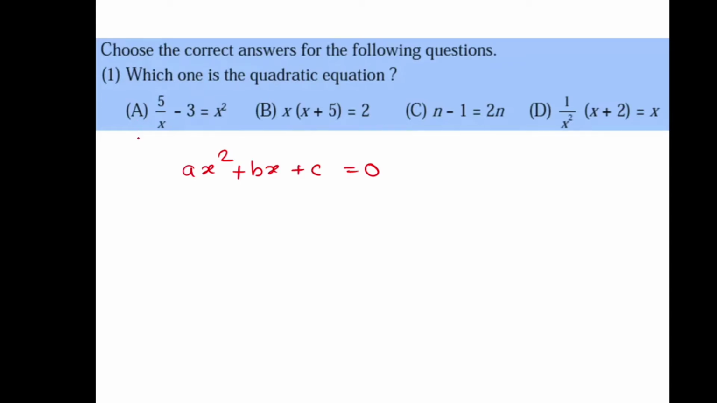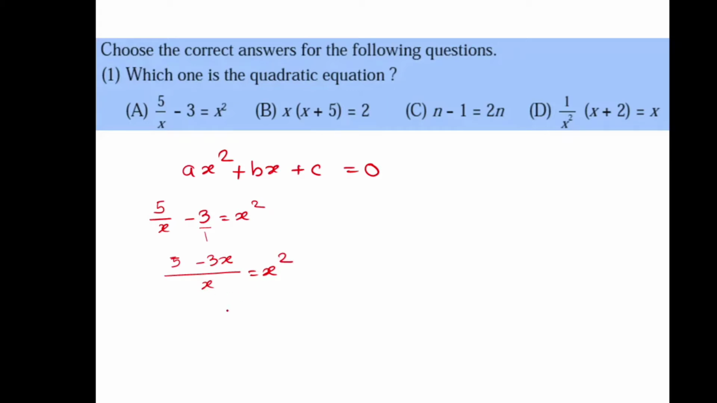So let us consider first equation, that is 5 divided by x minus 3 is equal to x square. If we consider this equation, as we can see right now, the highest degree of the variable x is 2, but on the left hand side we have the fraction, that is 5 divided by x. So first of all we should have this equation in the standard form and then only we can compare. So to write this in the general form of a quadratic equation, we must cross multiply here so as to have 5 into 1, that's 5, minus 3 into x, that's 3x, divided by x is equal to x square.